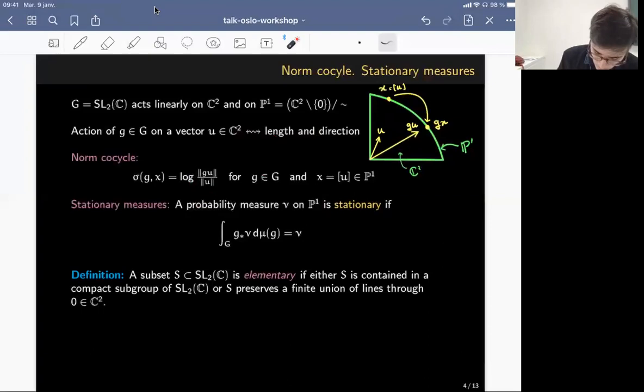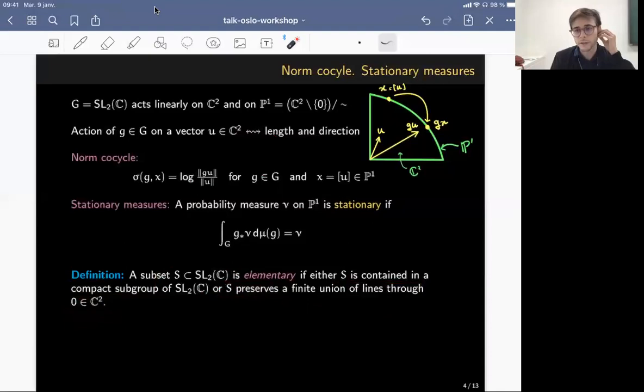So take a subset of the set of matrices SL2C, and then we'll say that this set is elementary if it satisfies one of the two conditions. Either S is contained in a compact subgroup of SL2C, which means that when we iterate, the norm doesn't grow, or S preserves a finite number of points in P1. Okay, so these are the sets that we want to avoid because the dynamic is somehow trivial in this case.